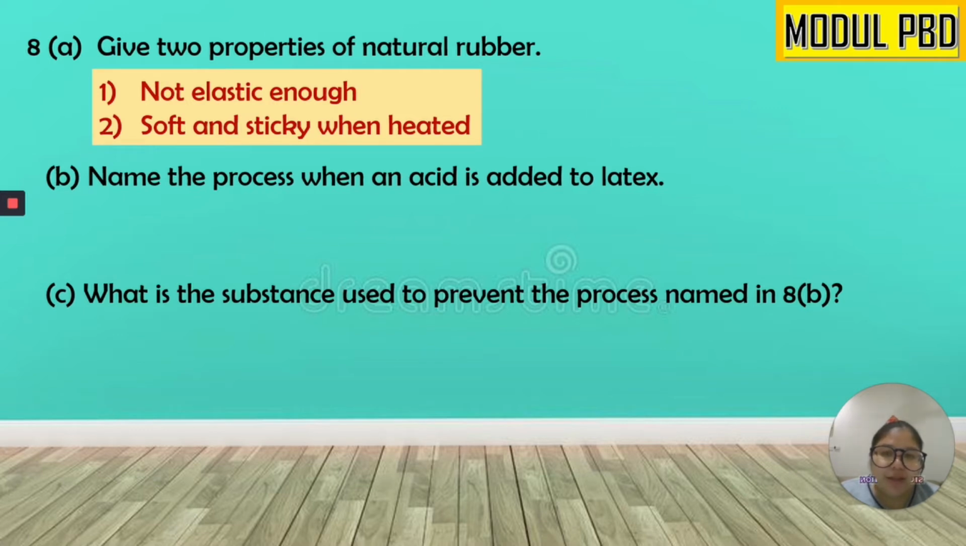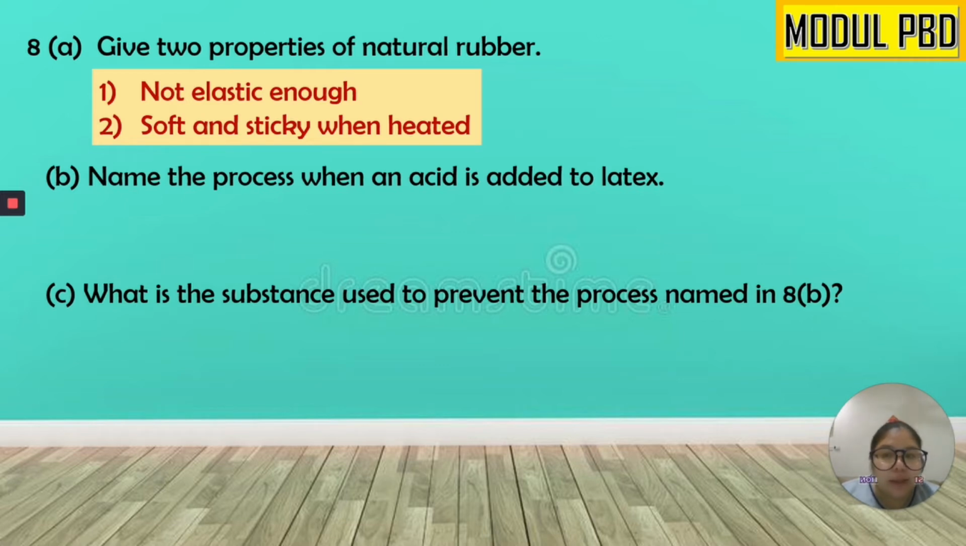So another one, natural rubber is soft and sticky when heated. So from here, natural rubber is not suitable to build some things, for example the pail, the glove, the tire, because it's not strong. So that's why natural rubber needs to be vulcanized through the process of vulcanization.